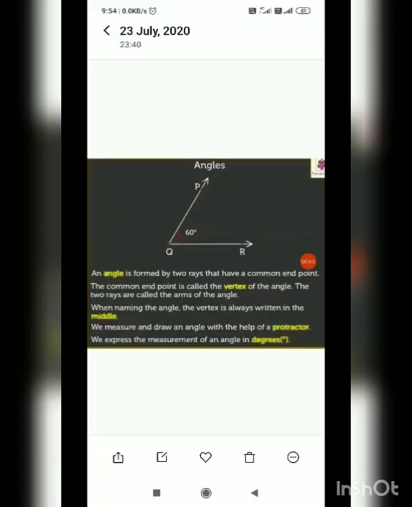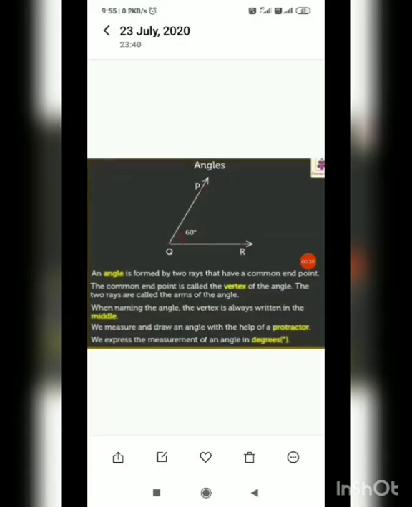Means we are proceeding with our second chapter, and in the second chapter we have done one session. In that session, we discussed shapes. Means open shape, closed shape, like this we discussed in the first session. Today we are going to discuss angles. What is an angle? How is it formed? How can we measure an angle? Like this we will discuss all these points.